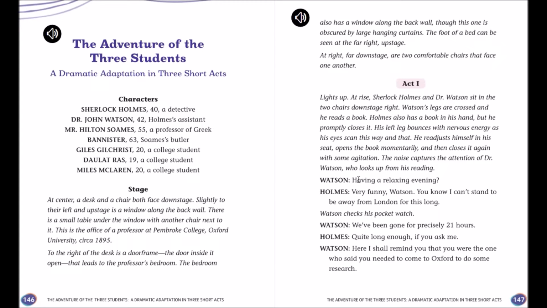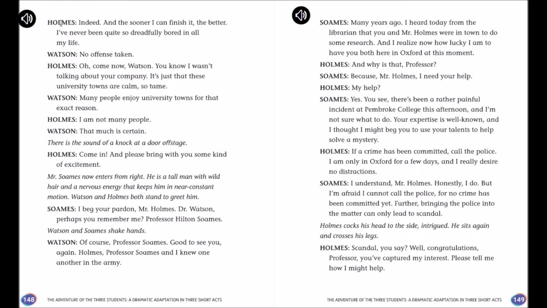Watson. Having a relaxing evening? Holmes. Very funny, Watson. You know I can't stand to be away from London for this long. Watson checks his pocket watch. Watson. We've been gone for precisely 21 hours. Holmes. Quite long enough, if you ask me. Watson. Here I shall remind you that you were the one who said you needed to come to Oxford to do some research. Holmes. Indeed, and the sooner I can finish it, the better. I've never been quite so dreadfully bored in all my life.